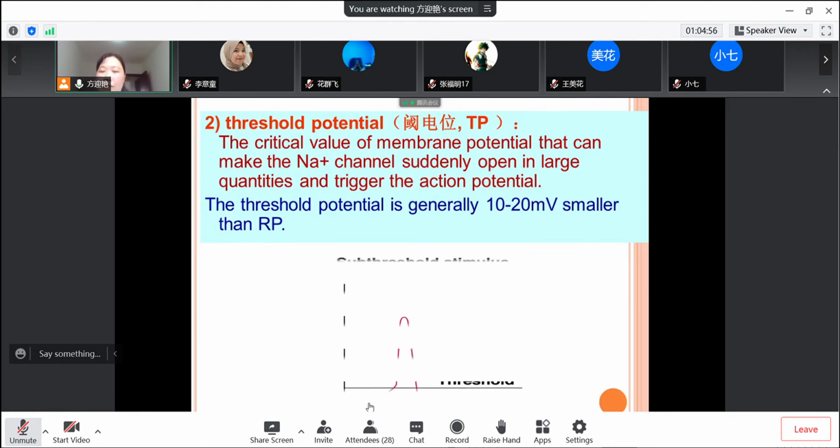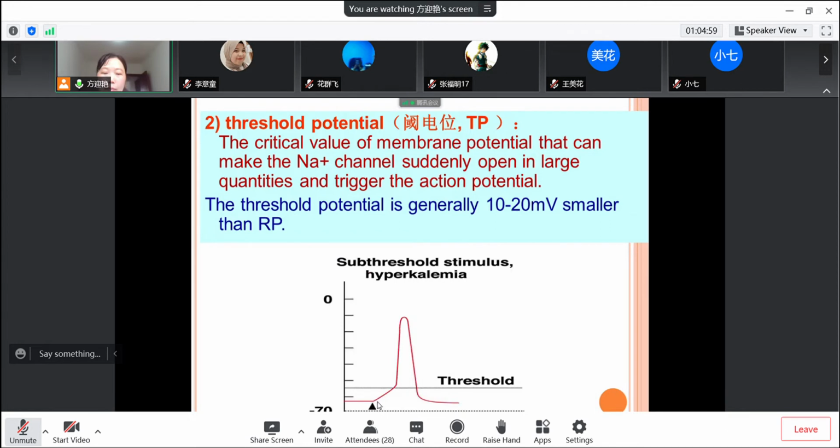I hope you understand. We can see the resting potential reaching the threshold potential. In the heart, the cardiac muscle cells depend on calcium channels, whereas nerve and skeletal muscle majorly depend on the sodium channel.